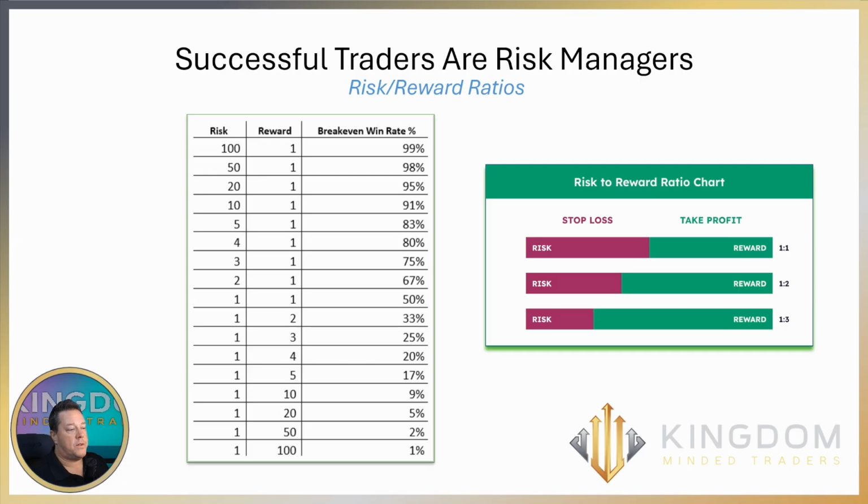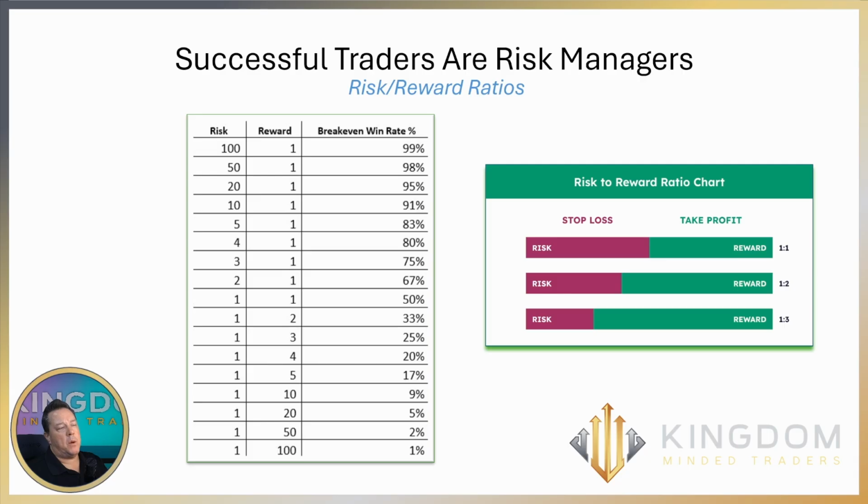If you go to a 1 to 4, you only have to be right 20% of the time. If you hit that 1 to 5, you only have to be right 17% of the time in order to break even. If we look to our risk to reward ratio chart, again, this is break even. Where we want to focus is that 1 to 2, 1 to 3, and 1 to 4 risk to reward ratio. So we're really talking about accuracy and setting stop losses.